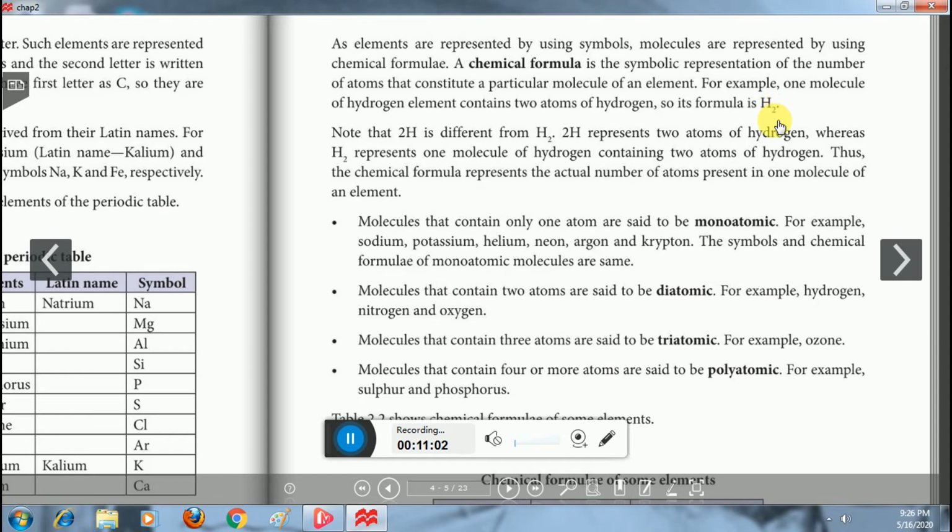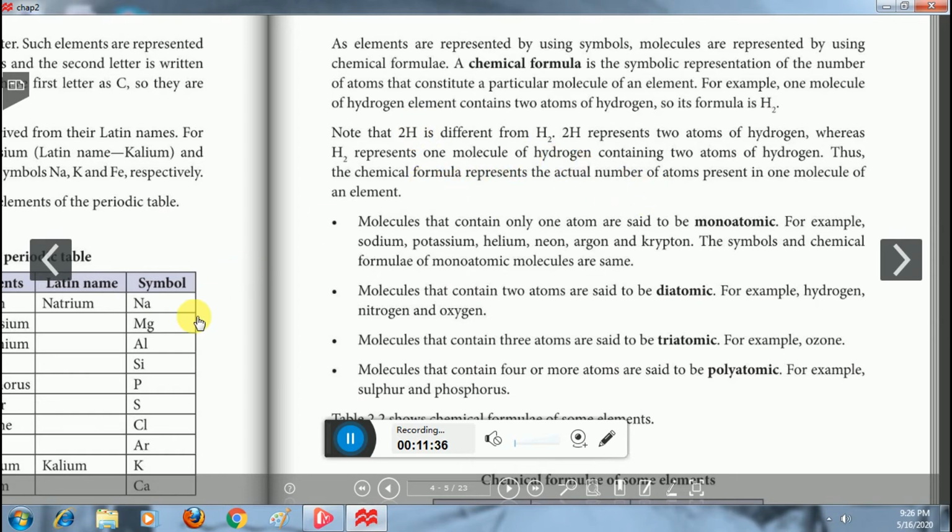That 2, 3, 4, 8 should be subscripted, not written alongside the H. Note that 2H is different from H2. Look at this H2. This 2 represents that two hydrogen atoms combine to form one molecule. So that means H2 represents only one molecule of hydrogen, while 2H represents two atoms of hydrogen.